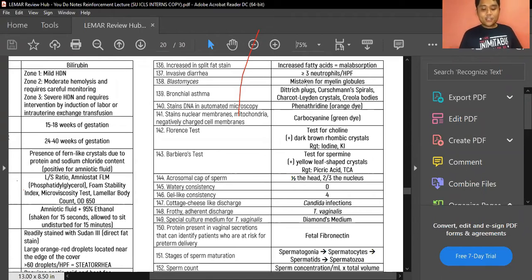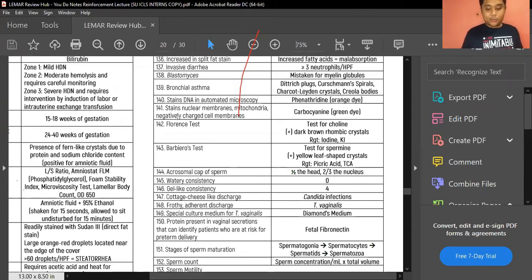Alright? Next, blastomyces, mentioned already, and myelin globules. Bronchial asthma, again, mnemonics, DCCC: Dietrich plugs, Curschmann spirals, Charcot-Leyden crystals, and Creola bodies. Take note, there's UF-1000, UF-100, this is automation, it may be asked, okay? This is the stain used by Sysmex machines to detect microscopic sediments.